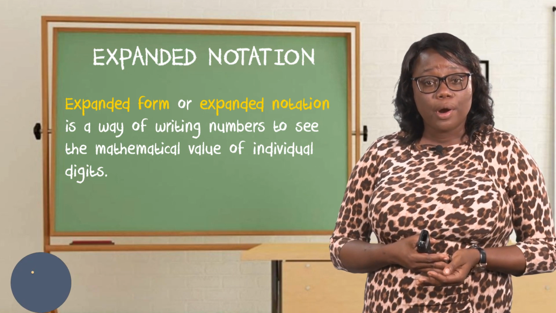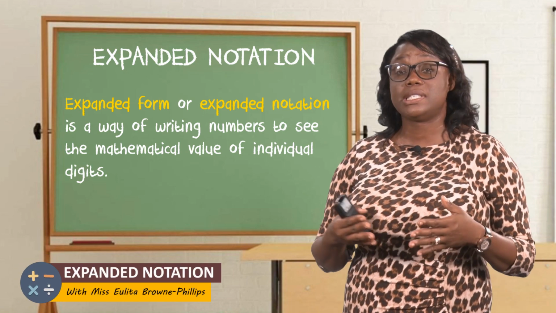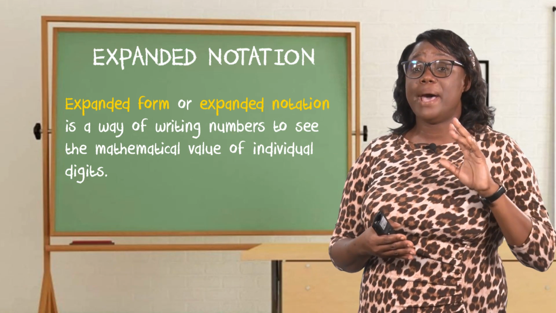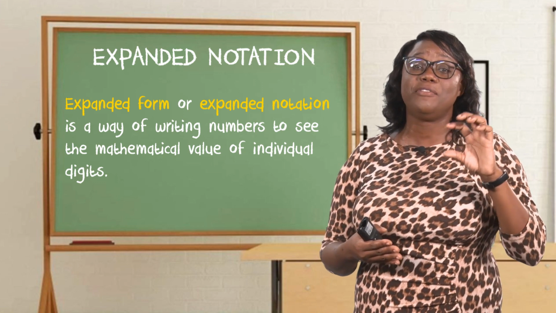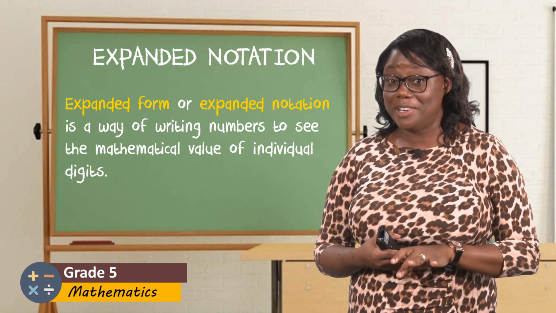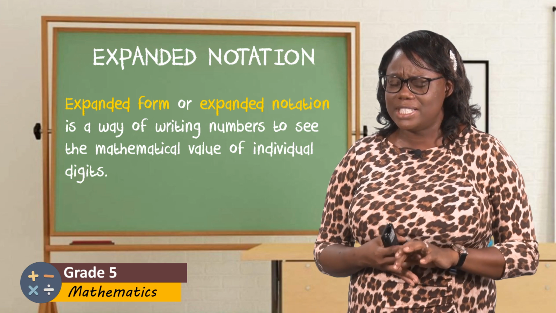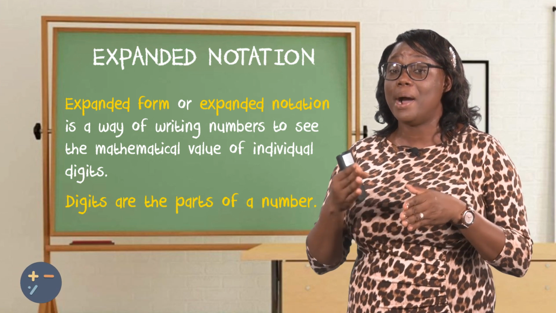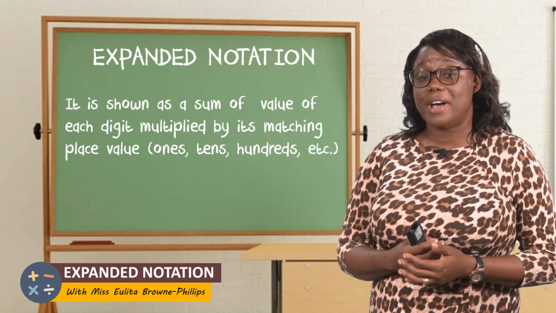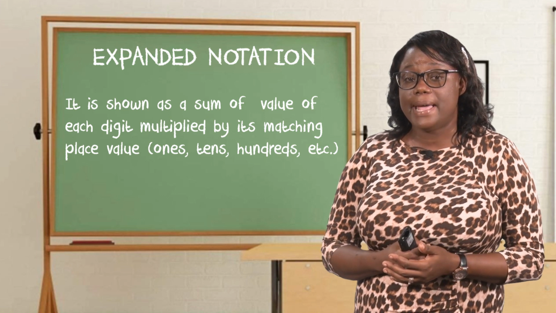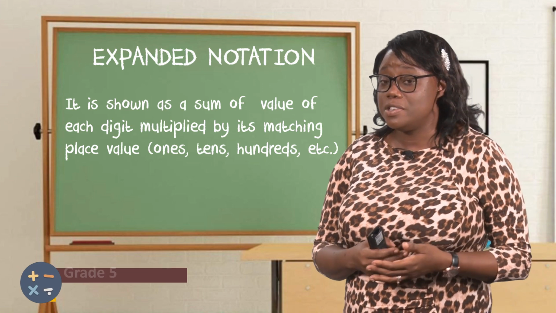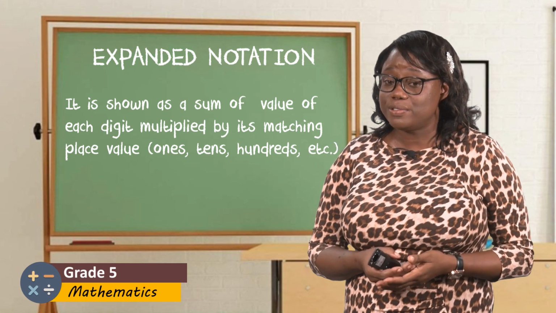Expanded form or expanded notation, as you would see in some books, is a way of writing numbers to see the mathematical value of the individual digits, of the single digits. Do you see the word digits appearing there? What did we say were digits? We said that digits were a part of a number. It is shown as a sum of value of each digit multiplied by its matching place value. Ones, tens, hundreds, thousands, etc.